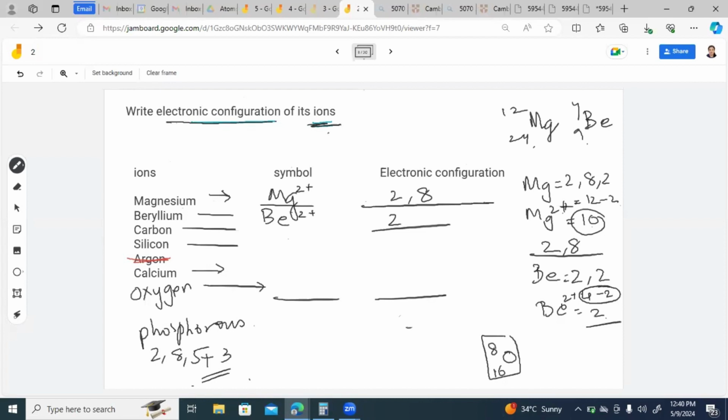Oxygen. We have to write what is the formula first of all for the oxide ion, and then we have to write the electronic configuration. 2,6. What should I write over here? Two minus. Okay, and oxygen is 2,6.